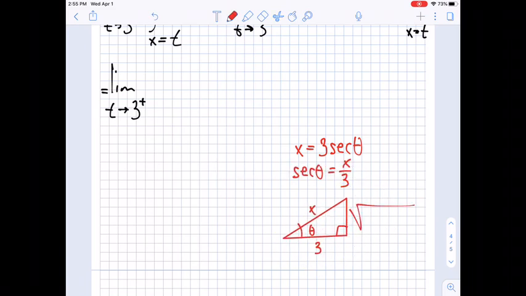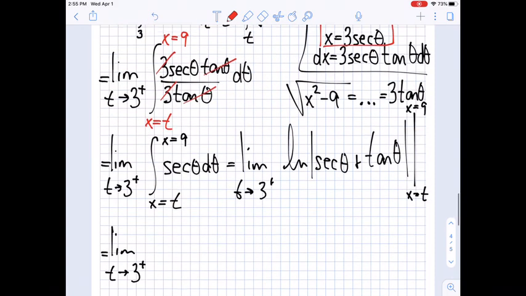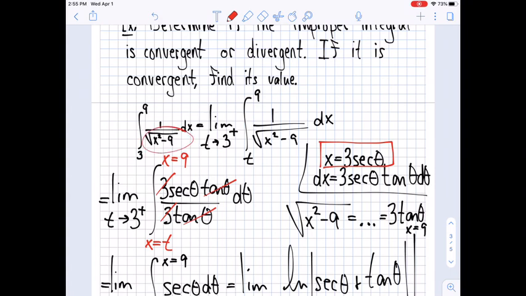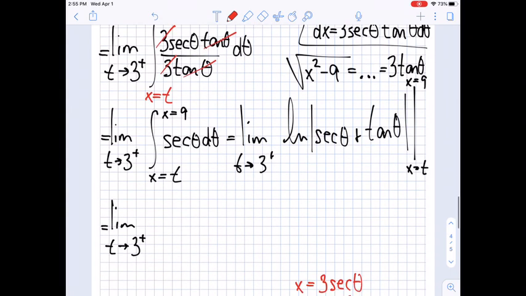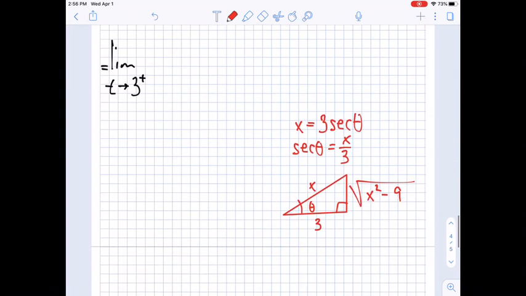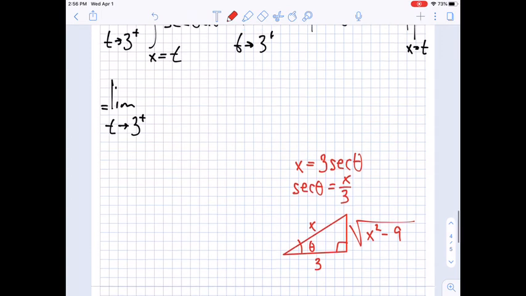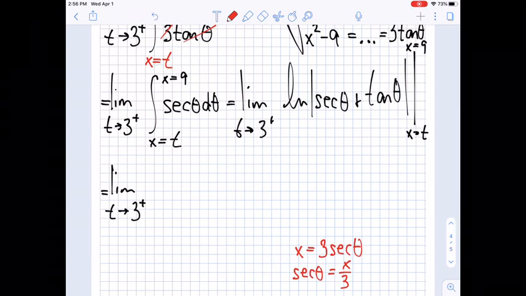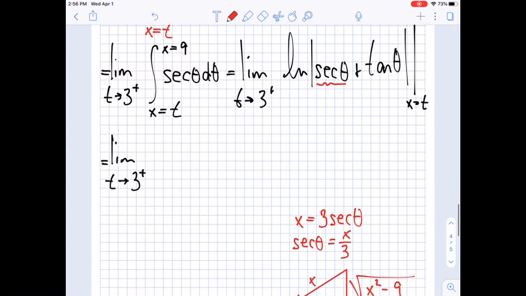That means that this third side will be square root of x squared minus 9, x squared minus 3 squared, which you should definitely recognize as the original term that we started with, right? And for a trig sub, that's very much what we expect. So we have our reference triangle set up. We wanted to know what is secant theta and what is tan theta. Well, secant theta, we can tell right from here. Secant theta is just x over 3.